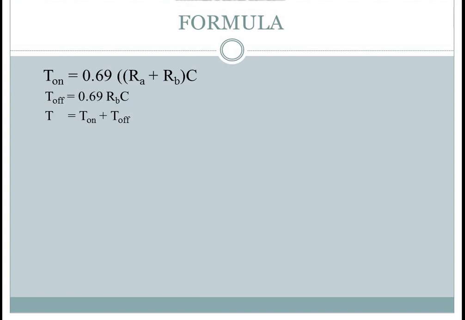This is the formula to calculate the time period: T is equal to T on plus T off. T on equals 0.69 into (RA plus RB) into C. RA and RB are the resistors used in our circuit diagram. T off is equal to 0.69 RB C. We can change our resistor values according to the frequency we need. R1 and R2 resistor values can be changed, because T is equal to 1 by F, the frequency.